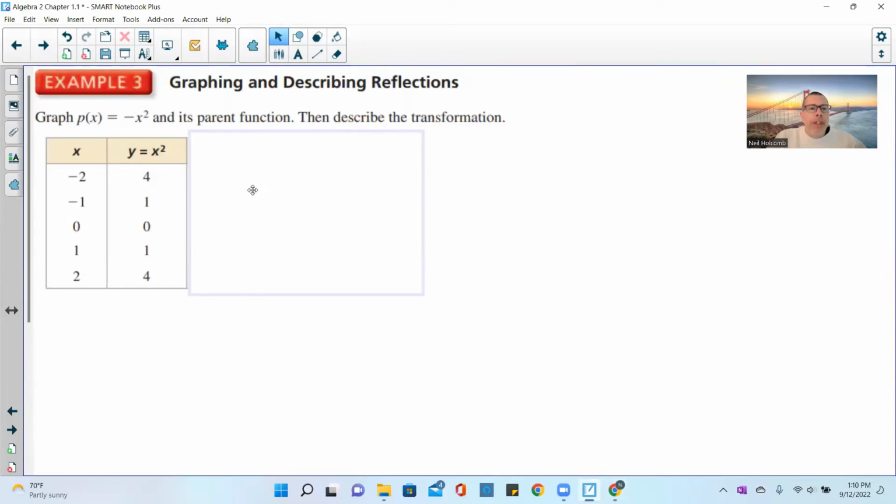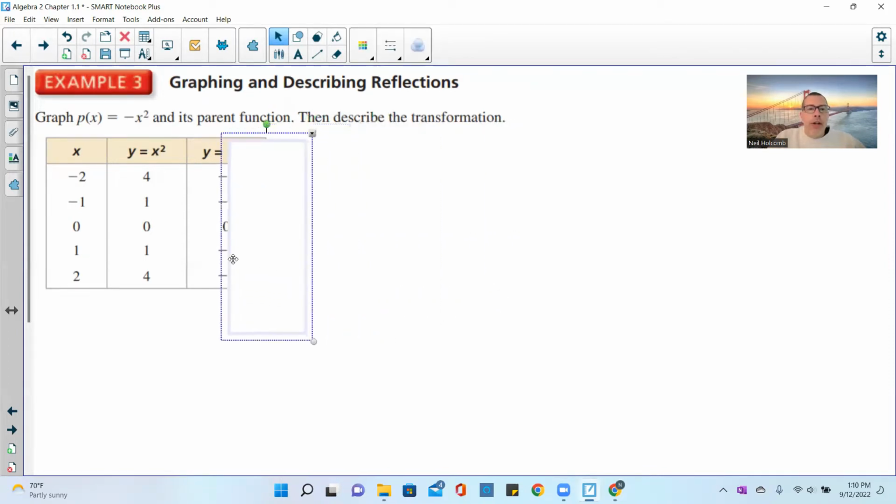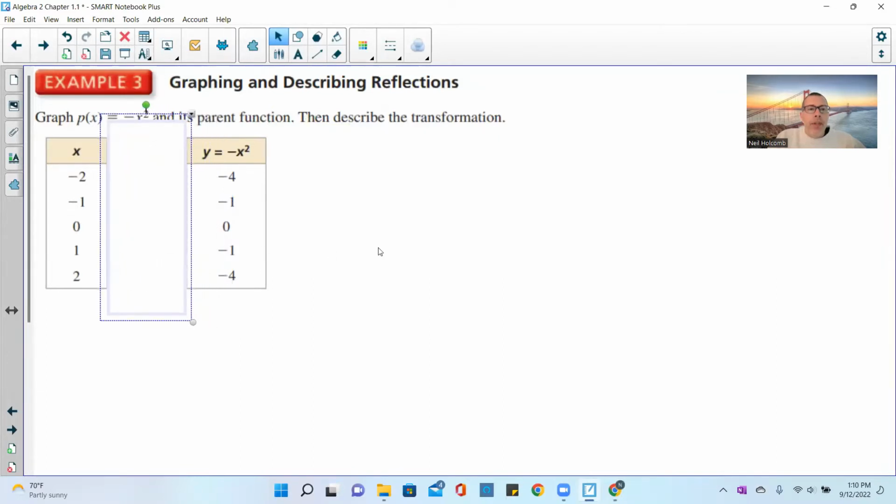And then we want to graph this. So how do we graph that? Well, we're just going to negate it. This means -1 times x squared. So -1 times 4 is -4. 1 times -1 is -1, and 0 times -1 is 0. 1 times -1 is -1, and 4 times -1 is -4. So really what we're going to do now is ignore the center. And now here are our x's and y's.